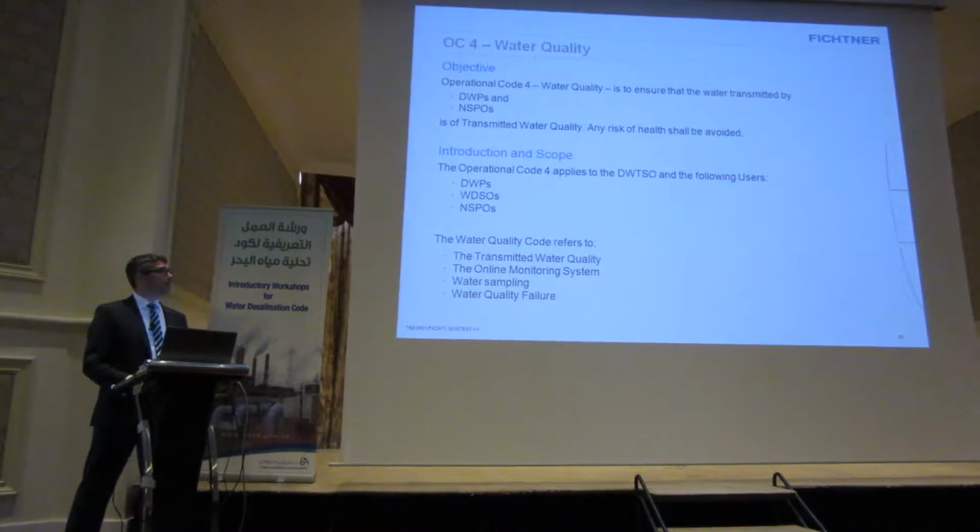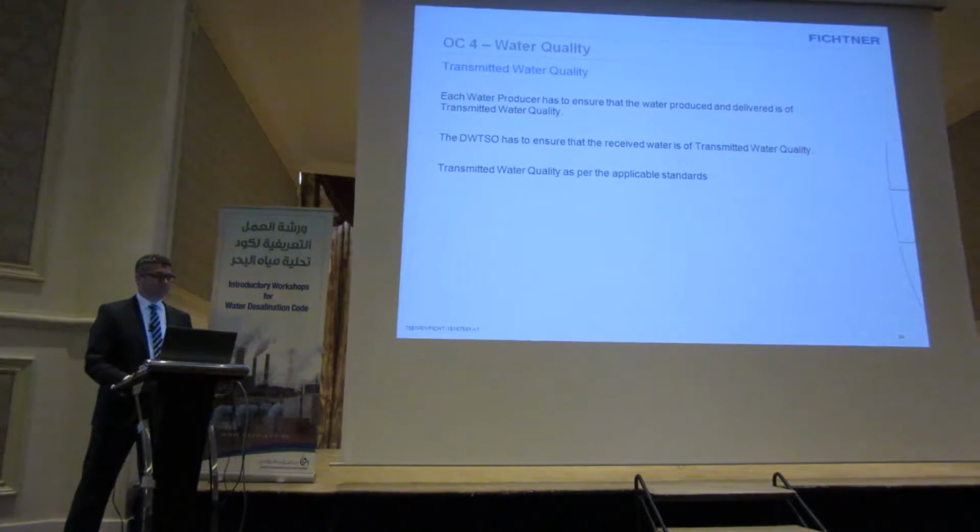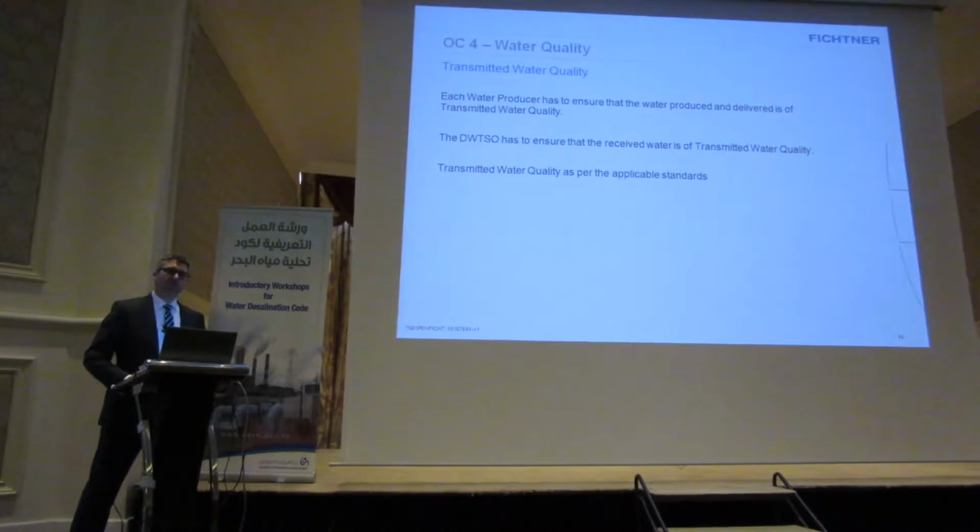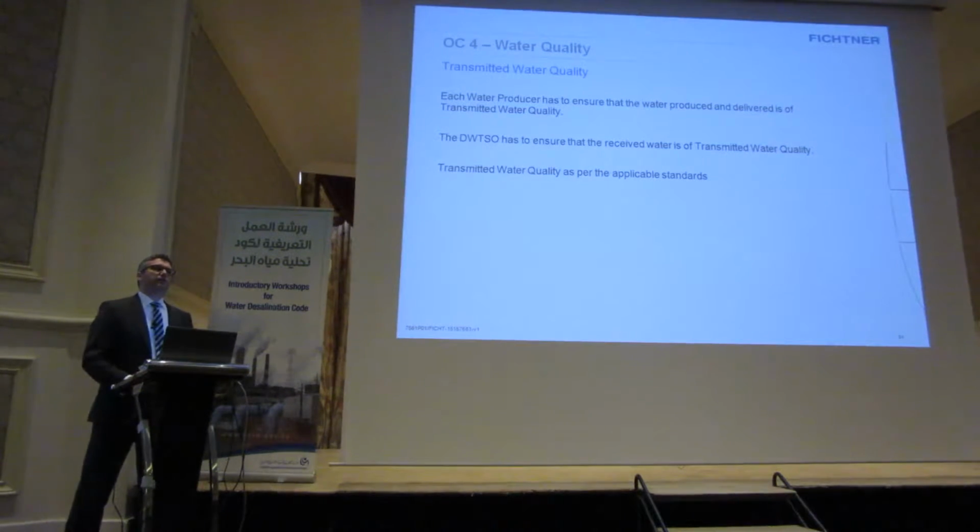This part of the code refers to other parts and aspects, namely the transmitted water quality, online monitoring system, water sampling, and water quality failure. These are defined terms, and it's really worth looking into the definitions as specified in the seawater desalination code. Transmitted water quality basically refers to main parameters as defined in the code, as well as other standards for remaining parameters, also referred to in this code.